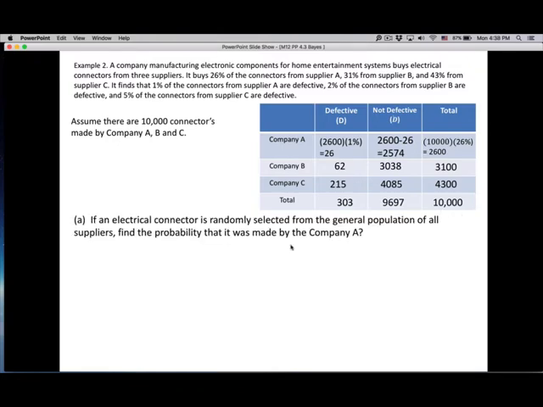Okay, now we're gonna answer the questions here. If an electrical connector is randomly selected from the general population of all suppliers, find the probability that it was made by company A. Okay, so we are looking for the P of A. So made by company A will be 2,600, out of the total number of connectors, which is 10,000. Okay, so that will be 0.26.